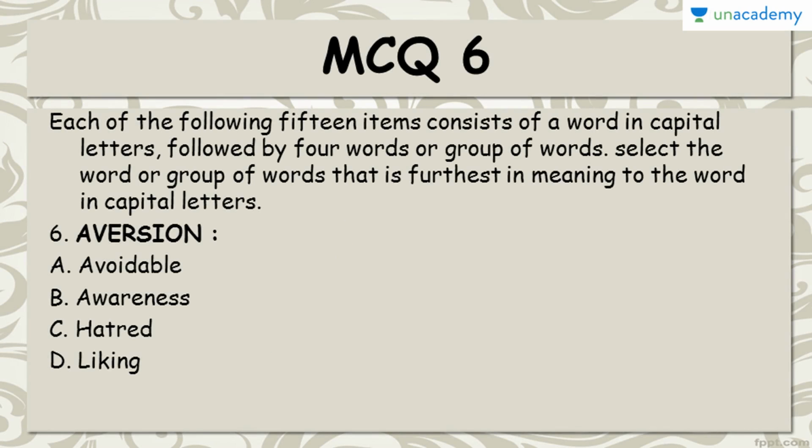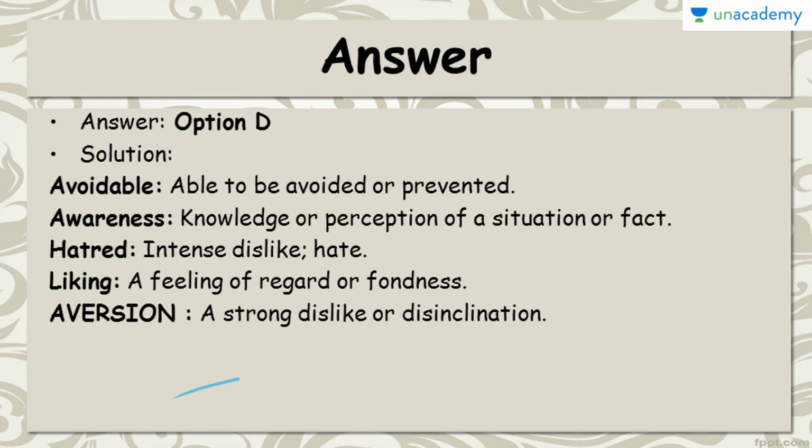Coming to MCQ 6, you have to find the word that is furthest in meaning. Word is aversion. Options are avoidable, awareness, hatred, liking. And the correct answer, it's option D, that is liking.